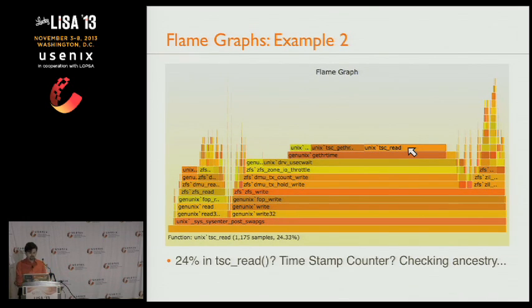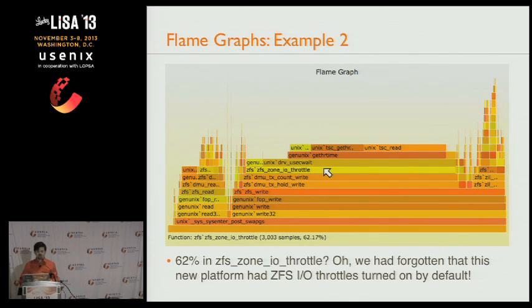And so I'm reading through this flame graph, and one of the top functions was 24% of CPU time in TSC read, timestamp counter read. So why are we spending so much time reading our timestamp counters? Then looking at the ancestry going down, I found that 62% of the time we're in a function called ZFS zone IO throttle.